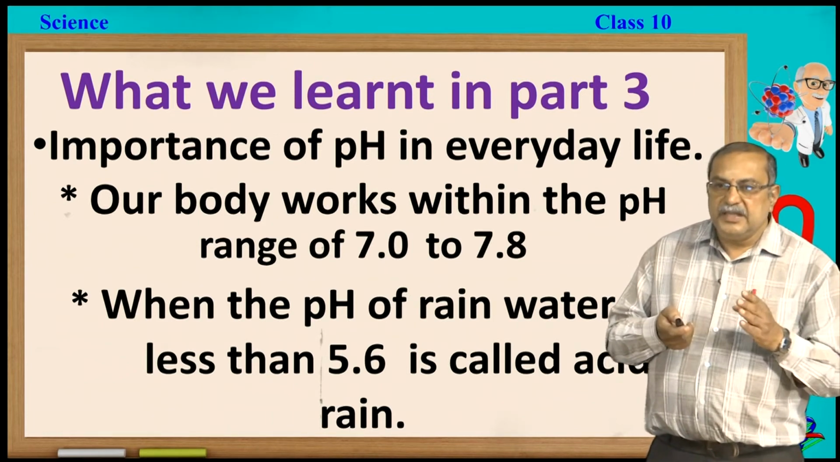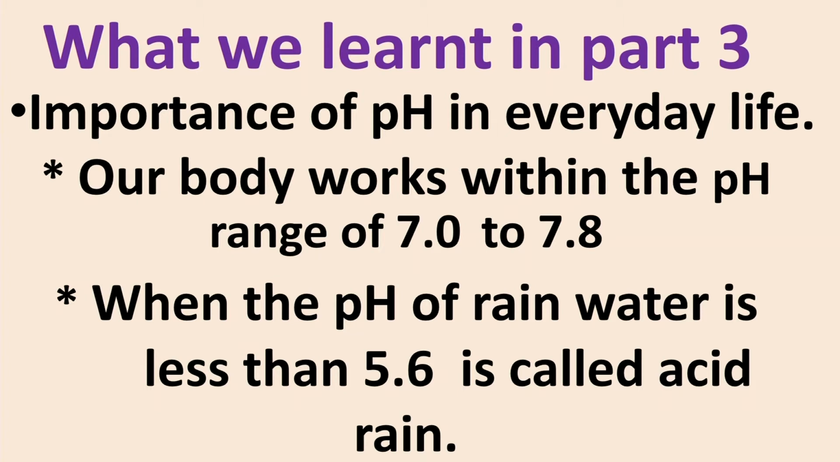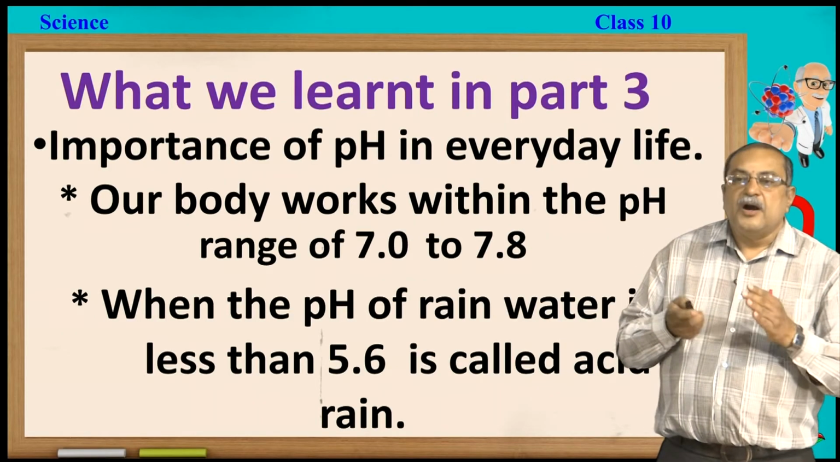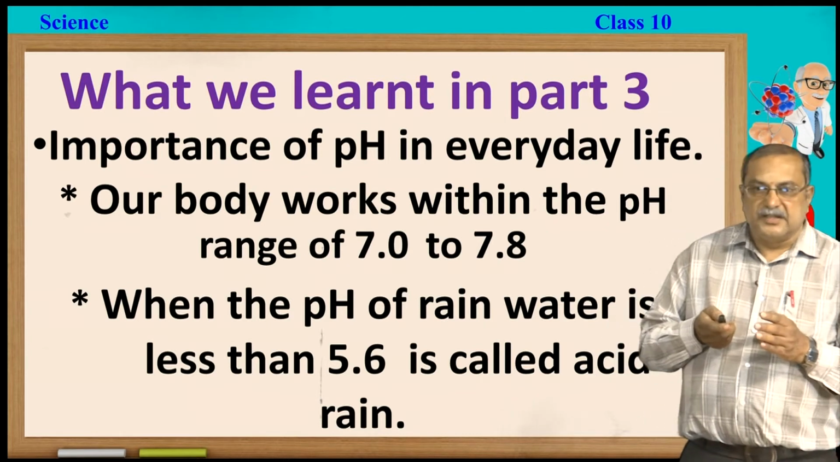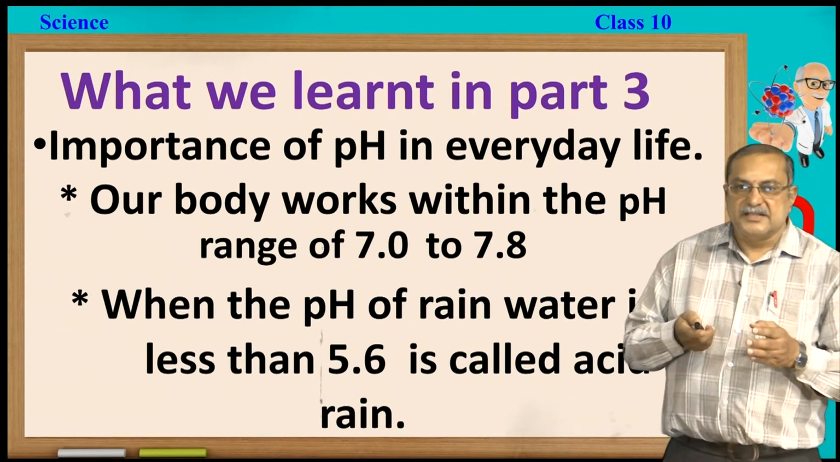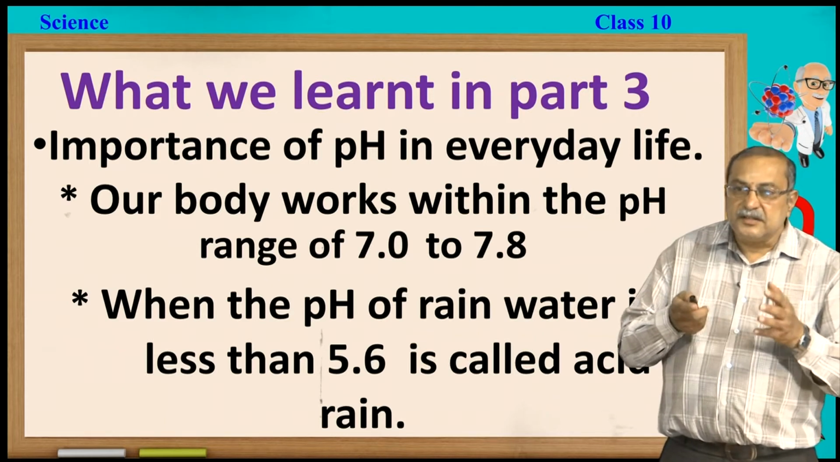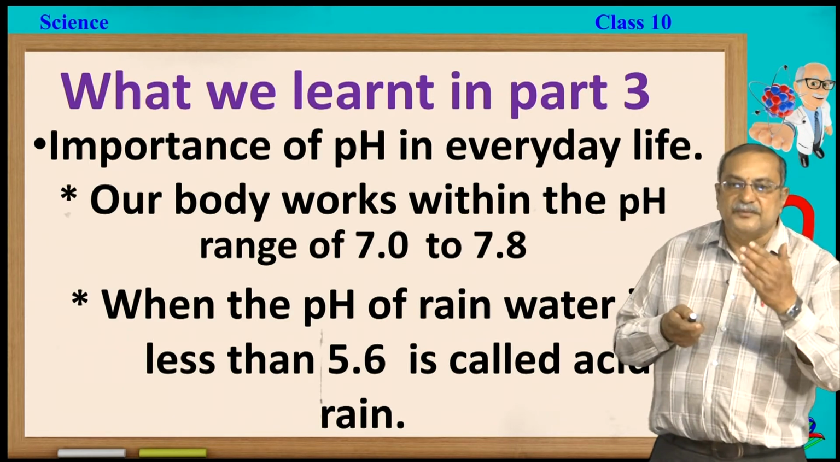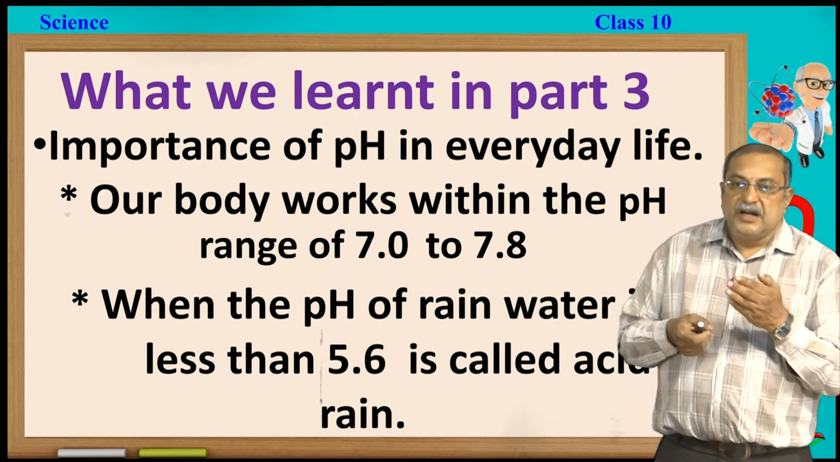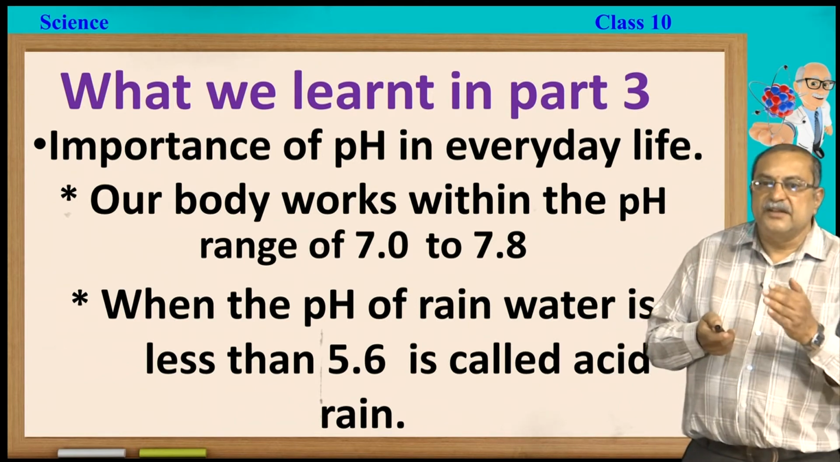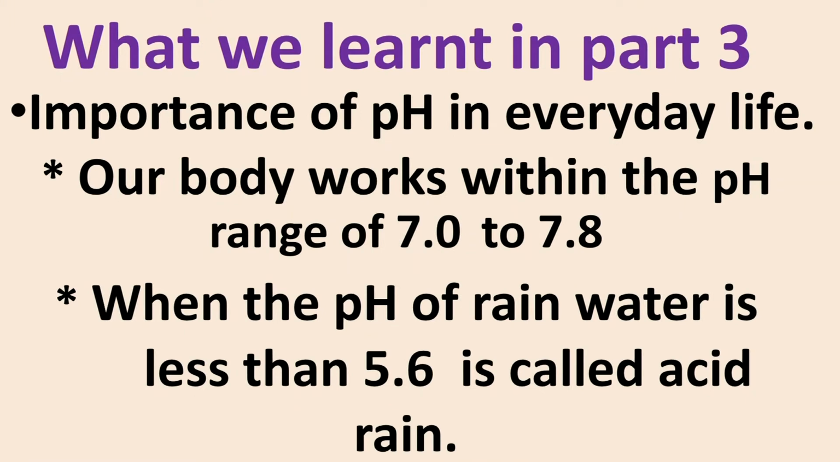Okay. When the pH of rainwater is less than 5.6 or 5.5, it is called acid rain. That means in atmospheric air pollution, sulfur dioxide, carbon dioxide and other nitrous oxides and nitrogen oxides are dissolved in water to form acid. So, when the range is less than 5.5, it is called acid rain.